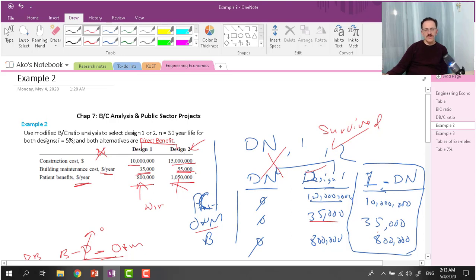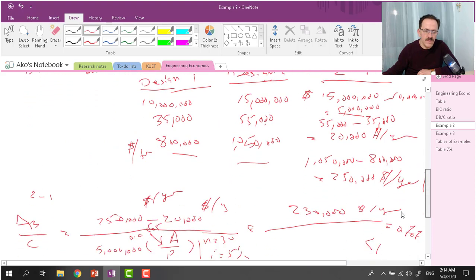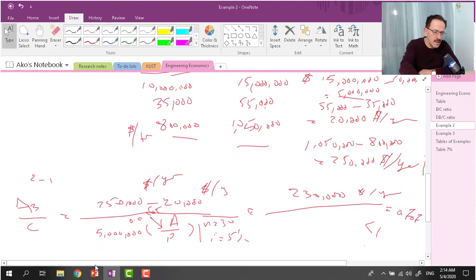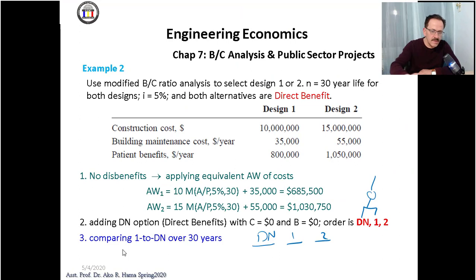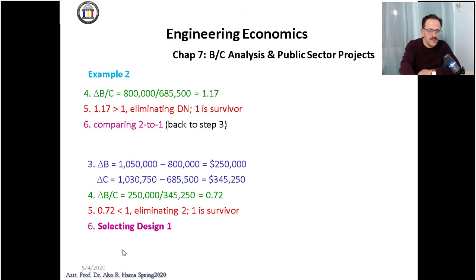Yes, of course, design 2 will give you more benefit per year, it will give you $250,000 extra per year, but in terms of economy, because you have to invest $15 million, so 1.5 times the first one, you have to be aware. And as you saw in this one, design 1 survived. So still design 1, select design 1, this is the correct answer.